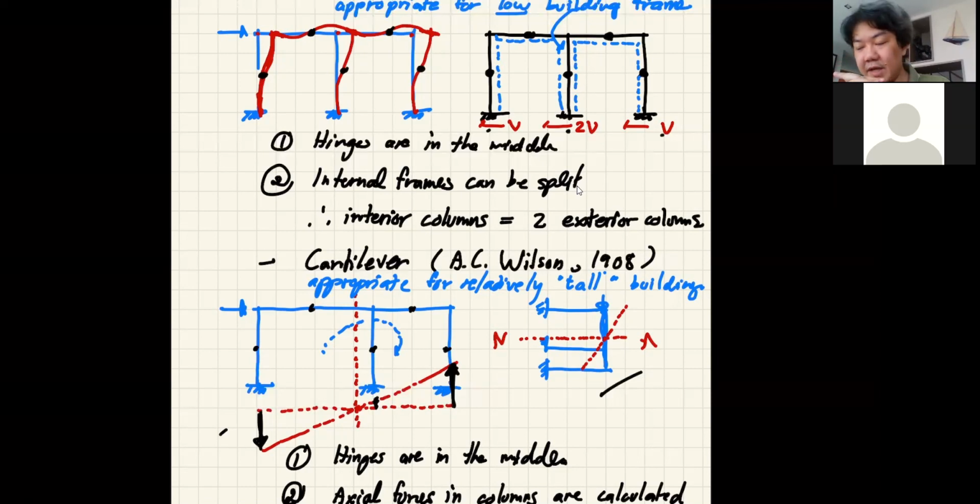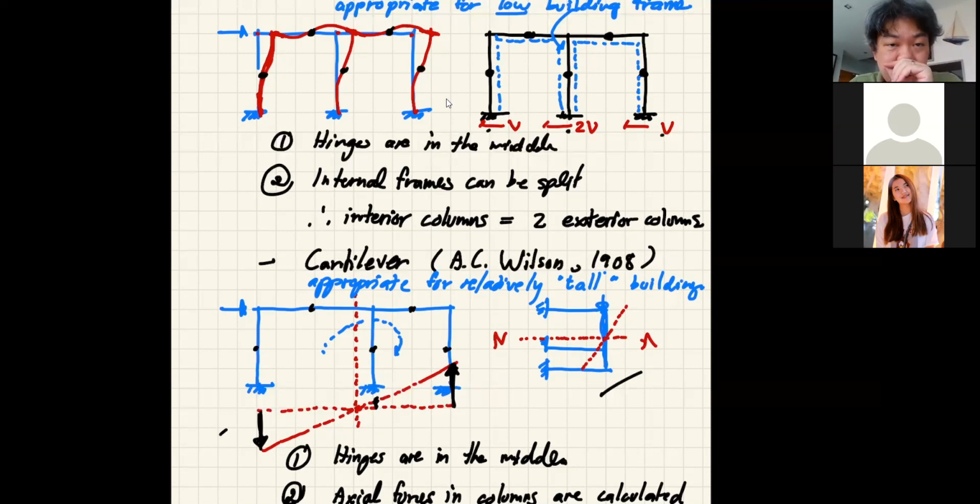Okay, so is there any question? Teacher, can I ask some question? Yeah. For V and 2V, I cannot understand. Sure, you can. Okay, explain. I gotcha. Okay, so let me redraw this again. You are talking about this picture, right?